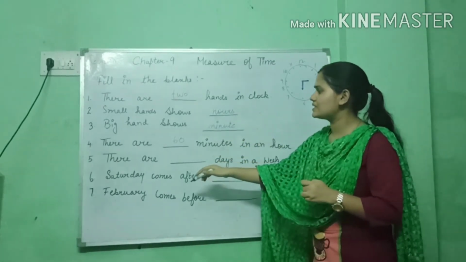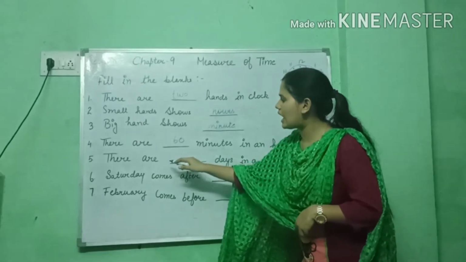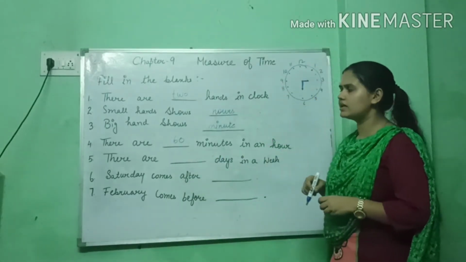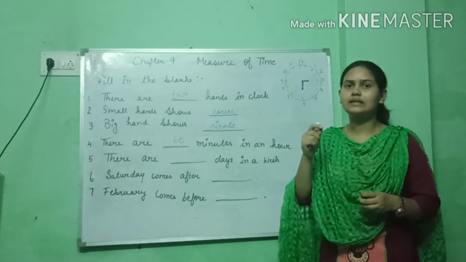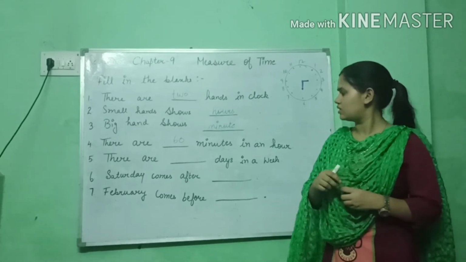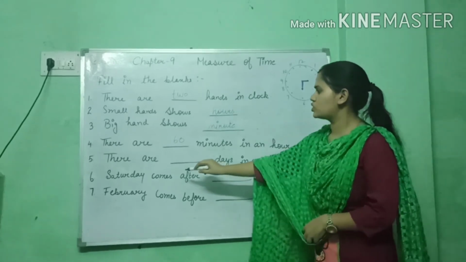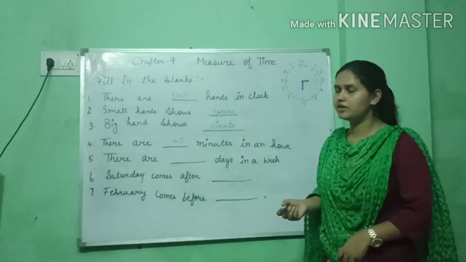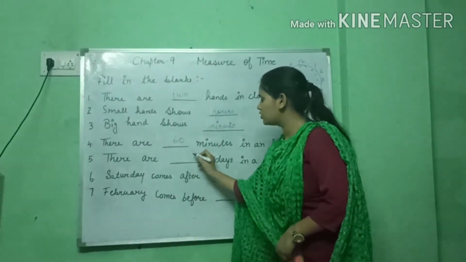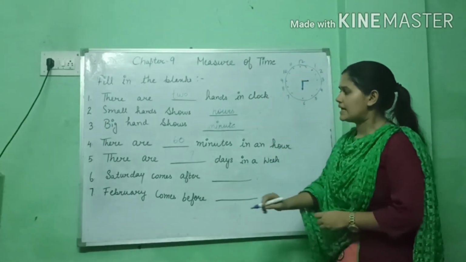Okay. So let's go to, there are dash days in a week. Now we should know about the week names, right? These are the 7 days of the week. So there are dash days in a week. How many days are in a week? 7 days.